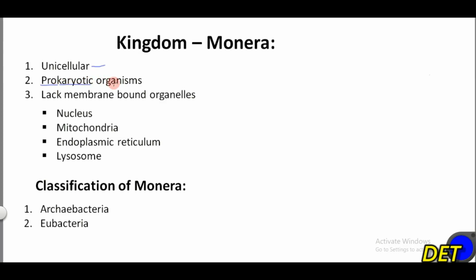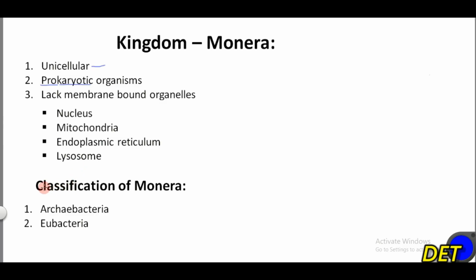So prokaryotic organisms means that they lack membrane-bound organelles, right? Or they lack a true nucleus. And some of the membrane-bound organelles that they lack include the nucleus itself, mitochondria, endoplasmic reticulum, then the lysosome, right? So the kingdom Monera is a kingdom that comprises unicellular prokaryotic organisms that lack membrane-bound organelles. And the membrane-bound organelles that they lack include the nucleus, mitochondria, endoplasmic reticulum, and the lysosome.